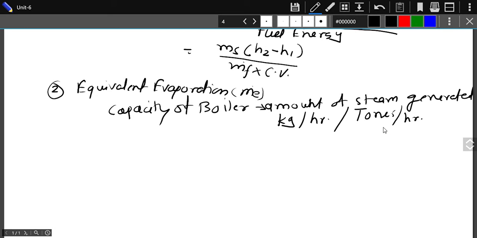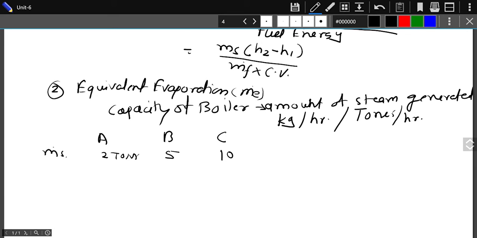So this is the capacity of the boiler. Capacity of the boiler is given in terms of tons per hour. Now, I want to find out which boiler is having more capacity. For example, let us consider that there are three boilers, and if I say that the mass of steam generated by boiler A is 2 tons, while B is generating 5 and C is generating 10.